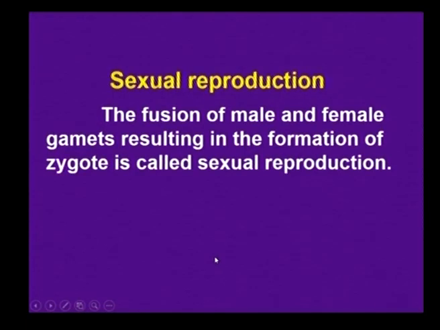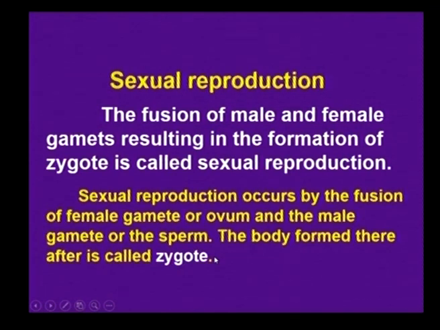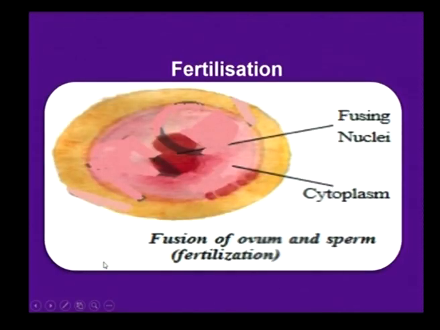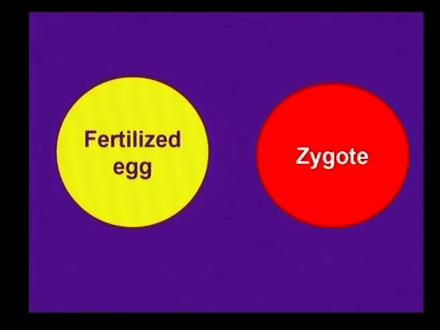The fusion of male and female gametes resulting in the formation of zygote is called sexual reproduction. Sexual reproduction occurs by the fusion of the female gamete or ovum and the male gamete or sperm. Fusion of ovum and sperm is called fertilization. The fertilized egg is called zygote.